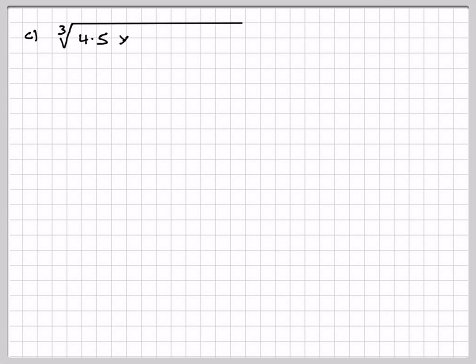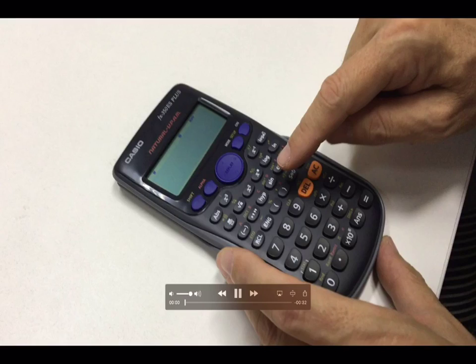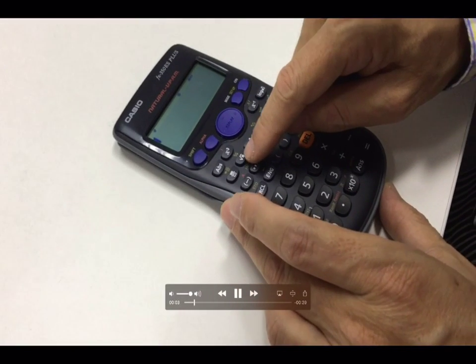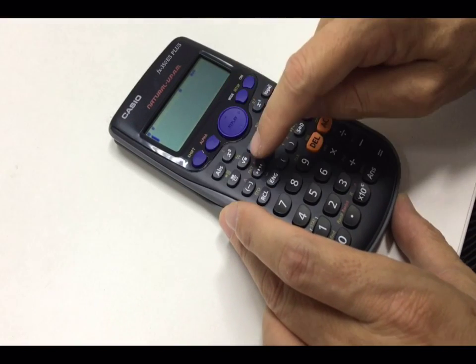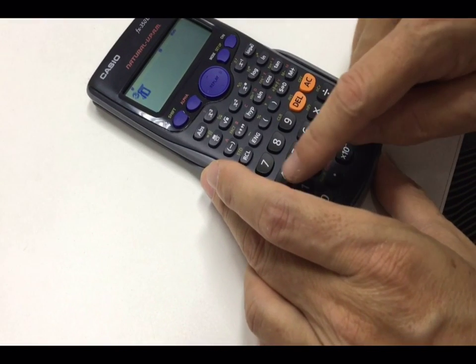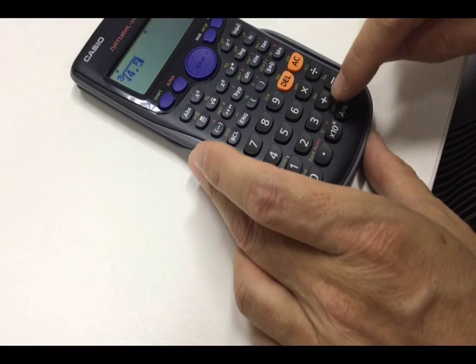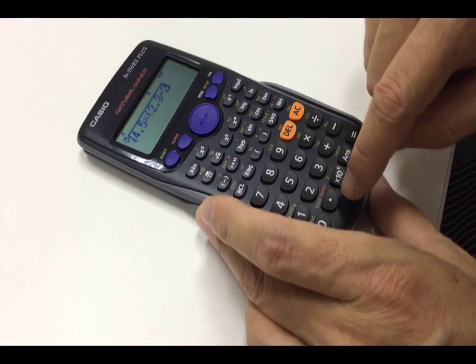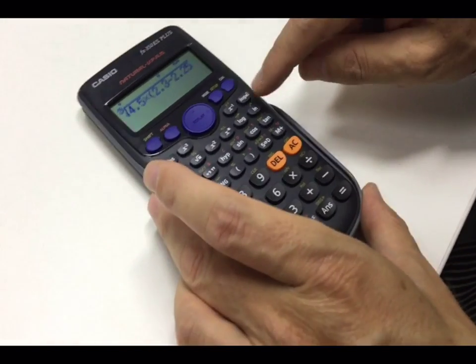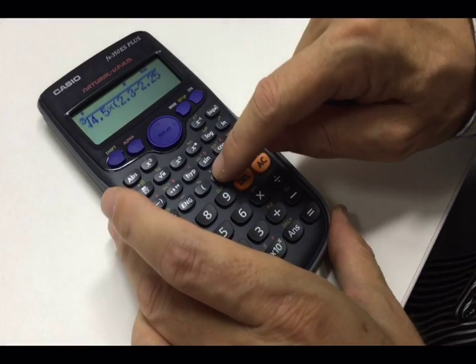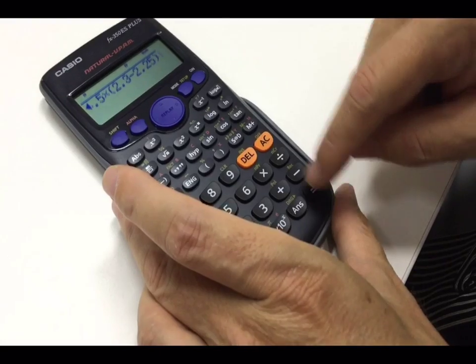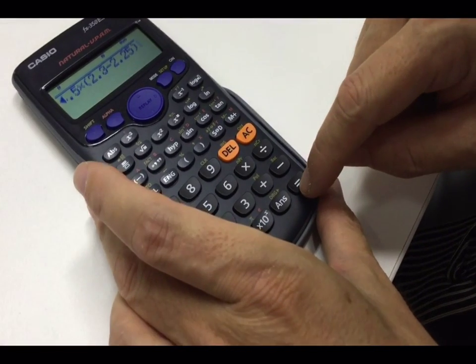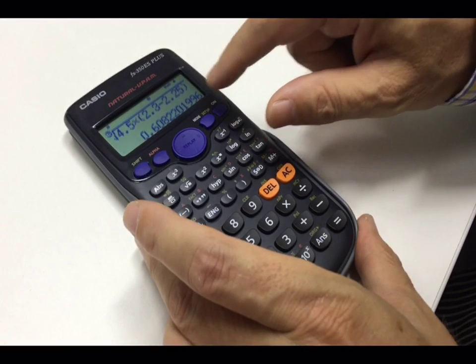Now the last one, the cube root of 4.5 times in brackets 2.3 minus 2.25. Okay, we need the cube root button. So the cube root button is above this square root button, so we need to do shift, cube root, and then we'll just put it in as it says 4.5 times bracket 2.3 minus 2.25. Press the replay button, close the bracket, press the replay button, and the brackets will make the calculator do it first. We press equals, and we get the answer there.